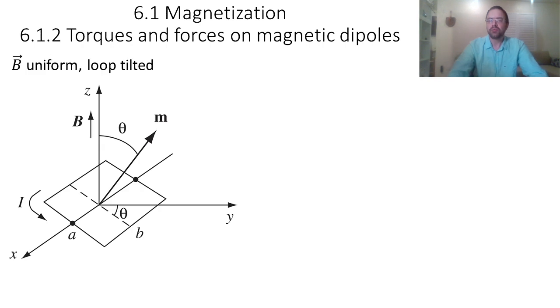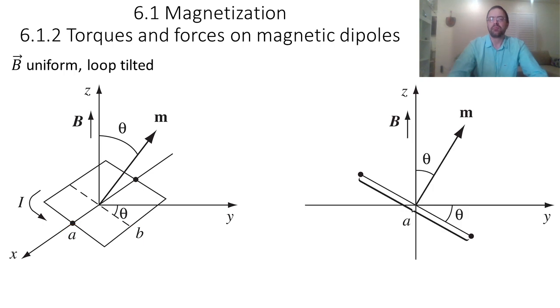Now we will consider the case when the magnetic field is still uniform, but the loop is tilted. Suppose the field is along the z-axis, but the loop is tilted so that the magnetic dipole moment m makes an angle theta with the direction of the field B. Suppose also that the loop is a rectangle with side lengths a and b. The side view is like this. We have the magnetic field along z, and the loop is tilted so that its magnetic dipole moment makes an angle theta with the z-axis.